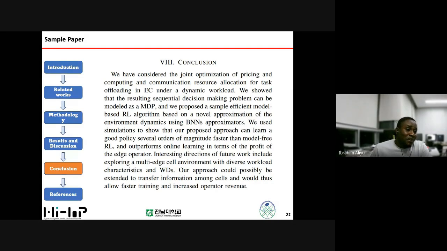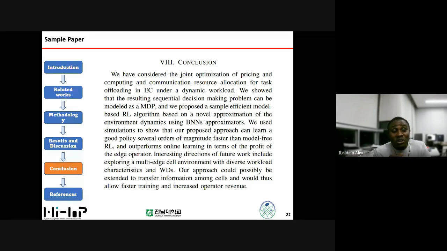So you can see an example from them. They say, we have considered joint optimization of pricing and computing and communication resource allocation for task offloading in edge computing under dynamic workload. We showed that the resulting sequential decision-making problem can be modeled as an MDP. And we propose a sample efficient model-based reinforcement learning algorithm based on a novel approximation. You can see they are making conclusions. We used simulation to show that our proposed approach can learn a good policy several orders of magnitude faster than the model-free approach. You can see they are making conclusions. These are their main findings. This is what their work found out.